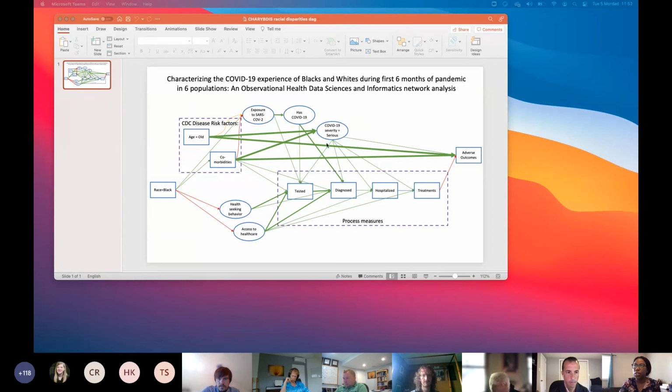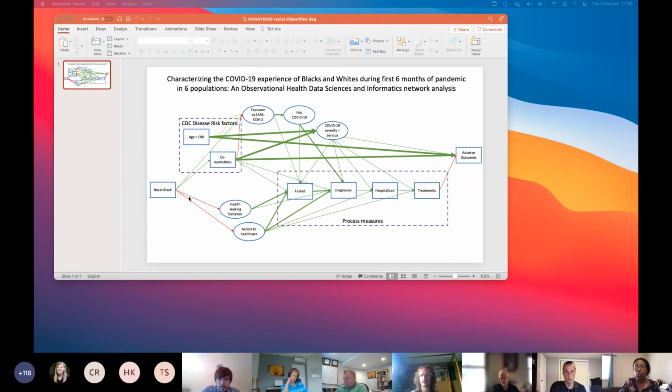I wanted to share with you all the diagram that we are going to be using for a paper that we're writing about characterizing the COVID-19 experience of Blacks and whites during the first 6 months of the pandemic. This is really just using data from Charybdis, which I know many of you have worked on, so thank you. One of the things that really strikes me about this is that we are considering variables that are easily accessible, easily quantifiable. So that's age, comorbidities, and how it relates to adverse outcomes, testing, diagnosis, hospitalization, and treatments.